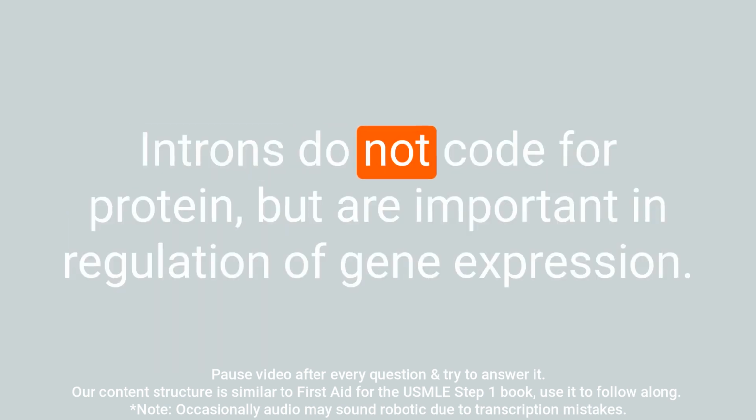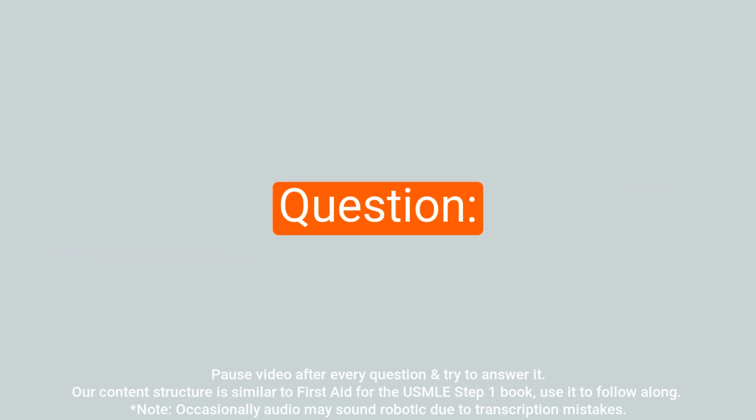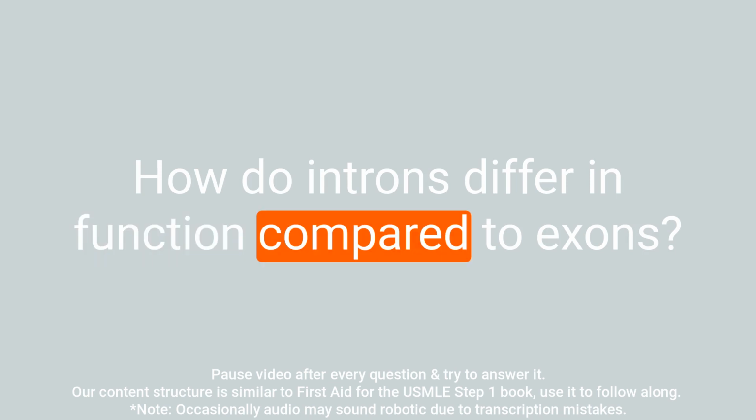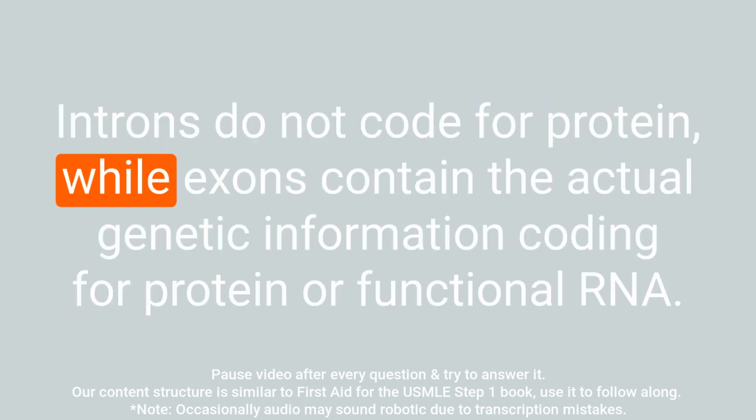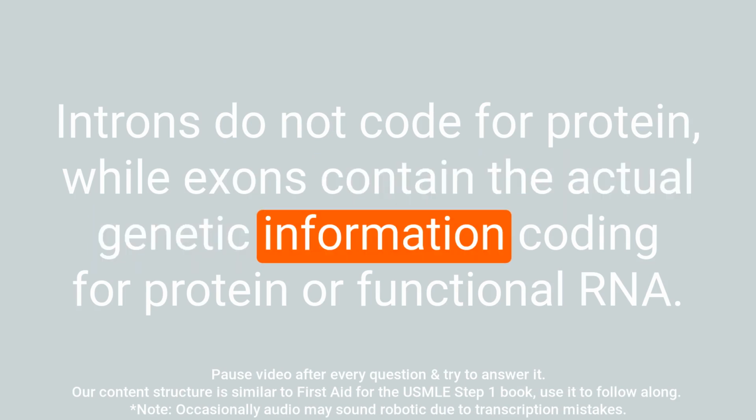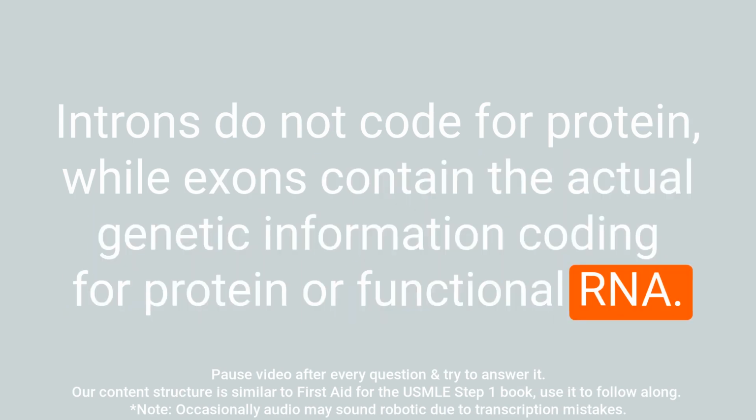Question: What is the function of introns in genetic regulation? Answer: Introns do not code for protein, but are important in regulation of gene expression. Question: How do introns differ in function compared to exons? Answer: Introns do not code for protein, while exons contain the actual genetic information coding for protein or functional RNA.